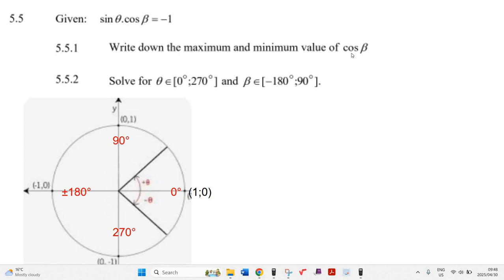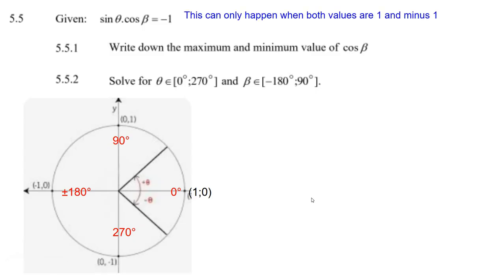What's the maximum and minimum of cosine beta? Well, that's just as big and as small. And if you put the unit circle down, cosine beta is the x-coordinate. And so the biggest it gets is 1. And the smallest it gets is -1 at 180 degrees. So that's your answer. So the only way this formula is going to work is if it's 1 and -1.